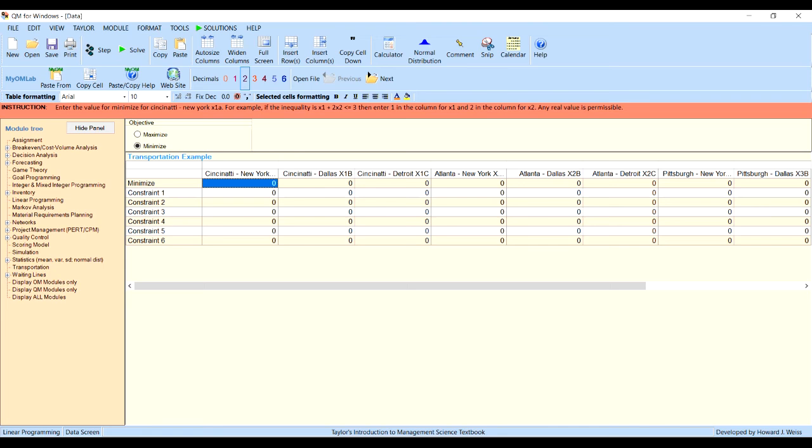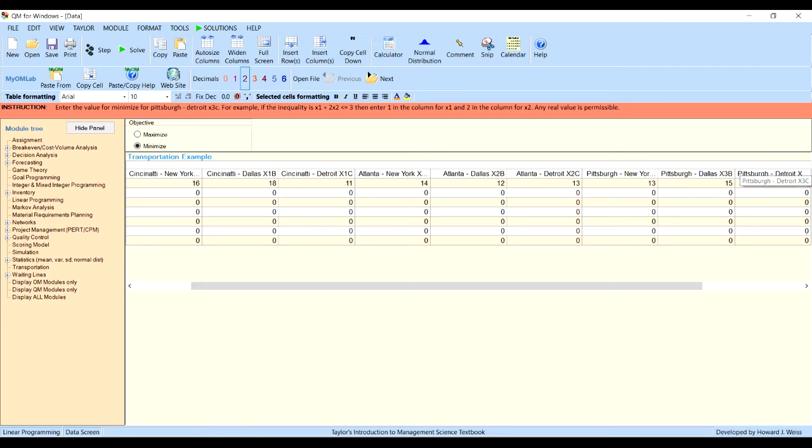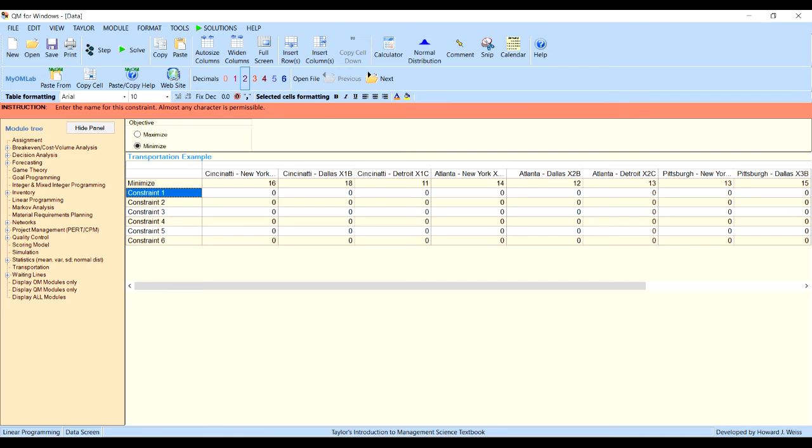Next, because we're trying to minimize our shipping costs, that's what we add now. $16, $18, $11, $14, $12, $13, $13, $15, and $17. That information was given to us in the table from the example I covered in the first section. It's up to you, hopefully, to be aware of what was happening there.